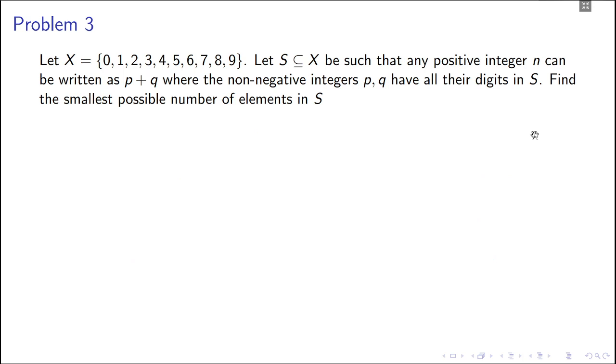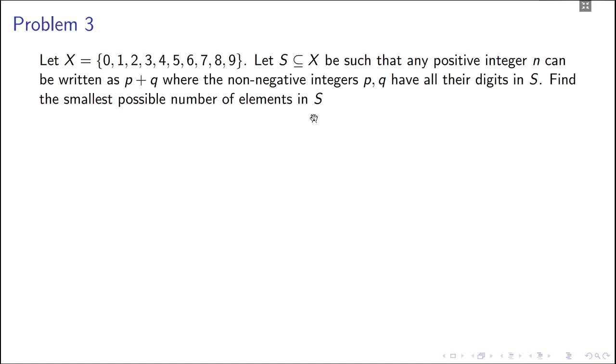Okay, let's look at the next problem. This is also, I thought, quite simple. Take this set X of single digit numbers 0 to 9, and S is a subset of X such that any positive integer n can be written as p plus q, where the non-negative integers p and q have all their digits in S. So for p and q, all the digits are coming from S. Find the smallest possible number of elements of S, the smallest cardinality of S that's possible.